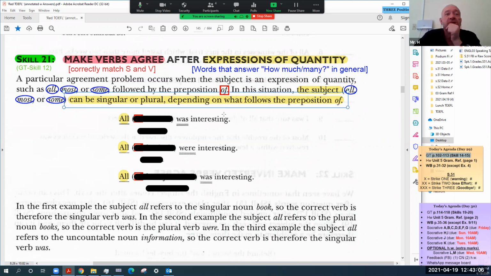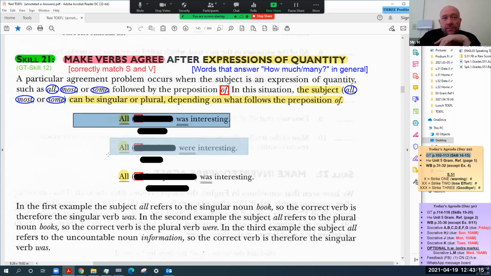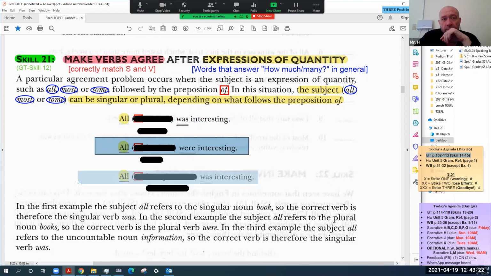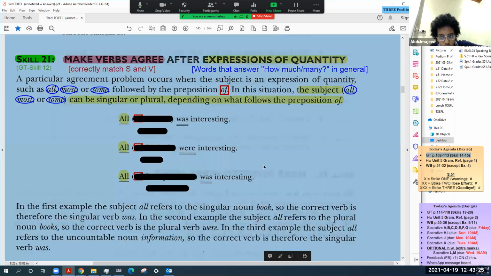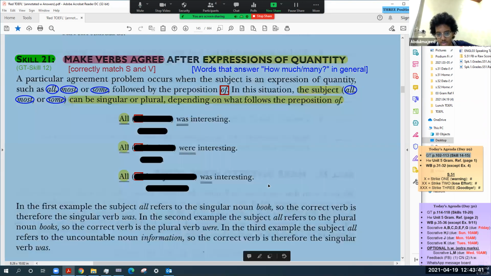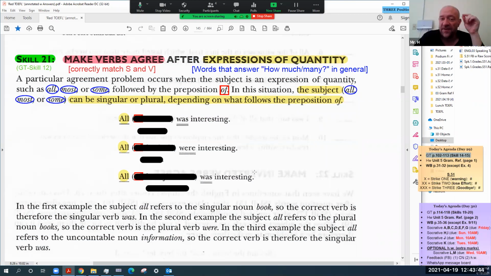Now, Abdul Majid, I want you to read the first example. All was interesting. Read the second example. All were interesting. And the last example. All was interesting. Do you see a star here? Anywhere? No star. Why? We see the star if there's a mistake, but without a star, there's no mistake.